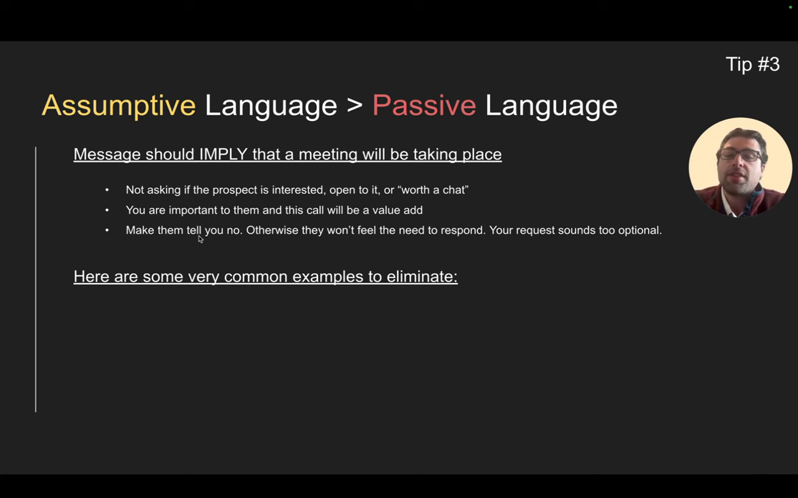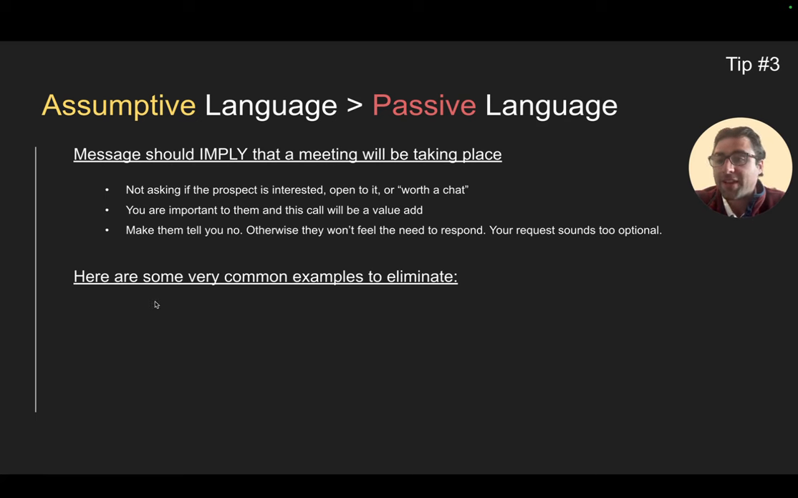And the other thing is this makes them tell you no. When you say things like, if you're interested, I'd love to, if you have time, is this worth a chat? Oftentimes that just leads to a lot of no responses. It doesn't feel like they have to respond. It feels optional. So you need to make them tell you no. You're assuming this meeting is going to happen. Make them tell you no. And part of this comes in the follow-ups, which I'm going to show you the follow-ups I use in a second in this video, but otherwise they won't feel the need to respond and your request sounds too optional.